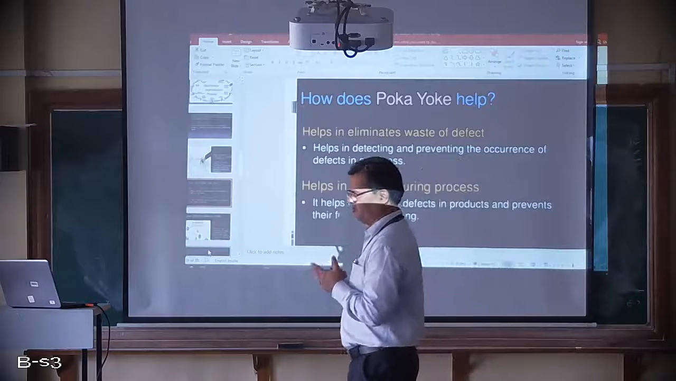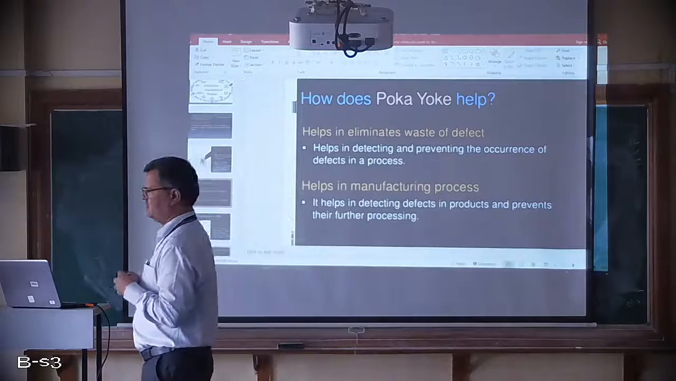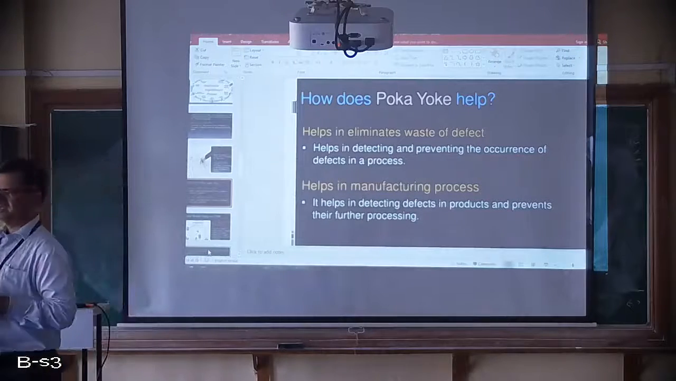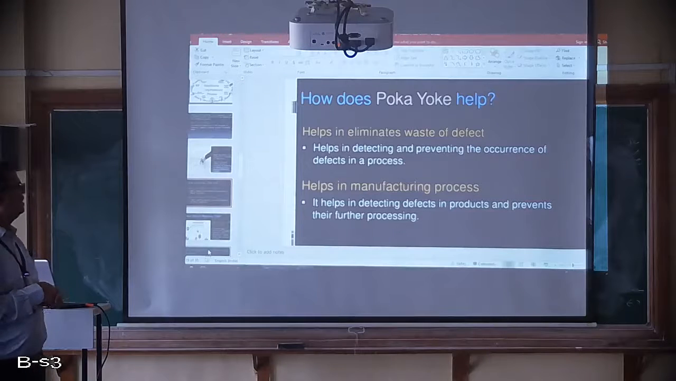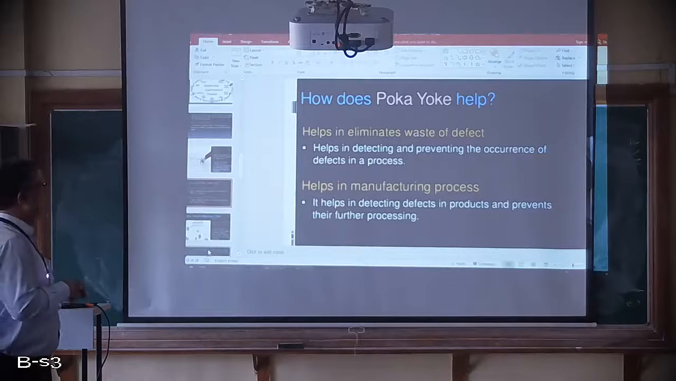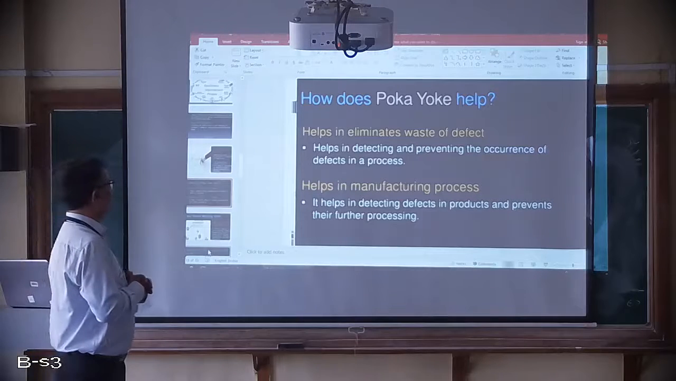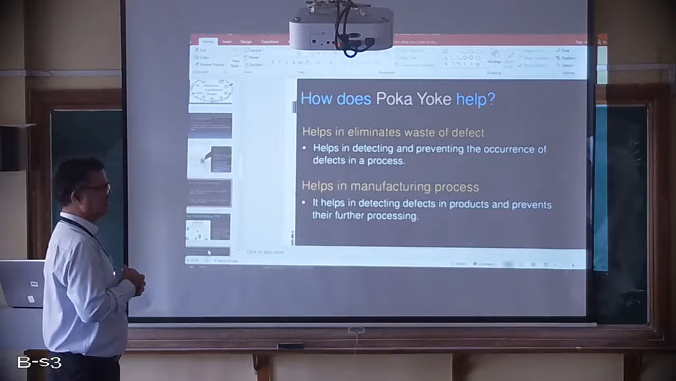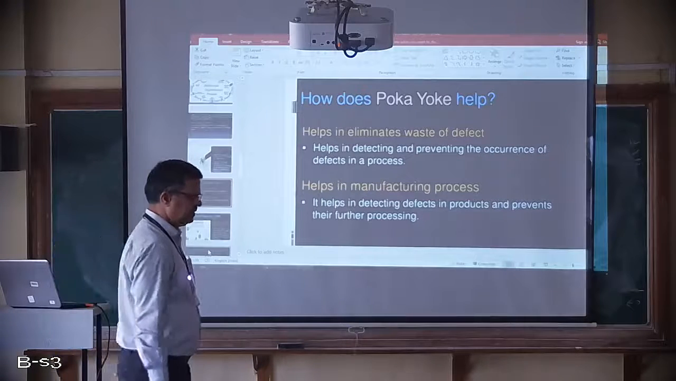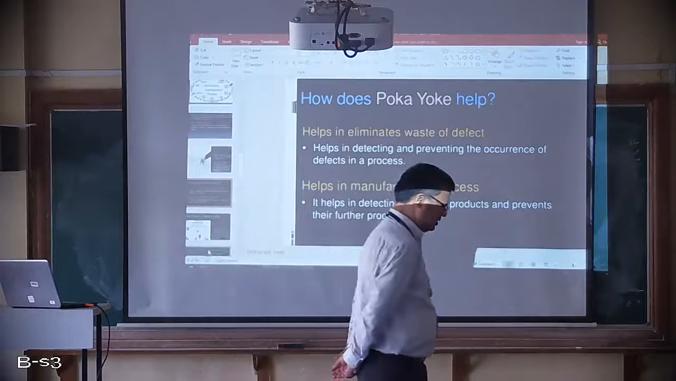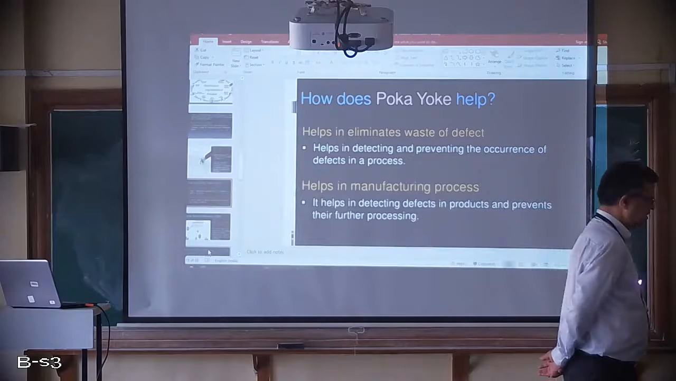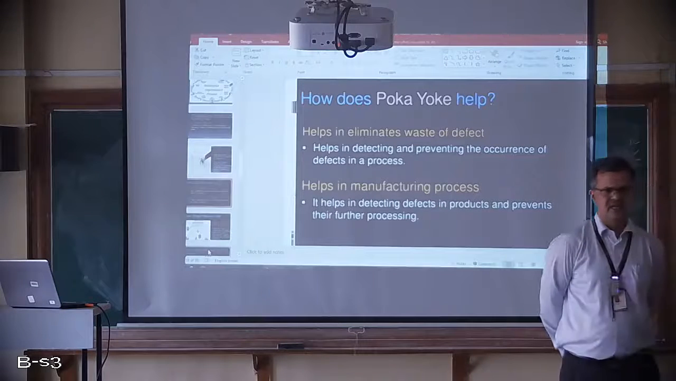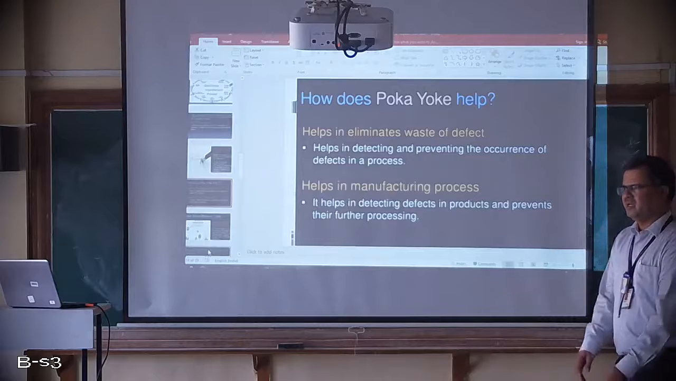As I already told you in the previous lectures, there are 7 wastes. So it helps in eliminating the waste of defects. It helps in detecting and preventing the occurrence of defects in the process. When you develop a foolproof process, even if you try to make errors, it's not possible. It's impossible to make any errors.